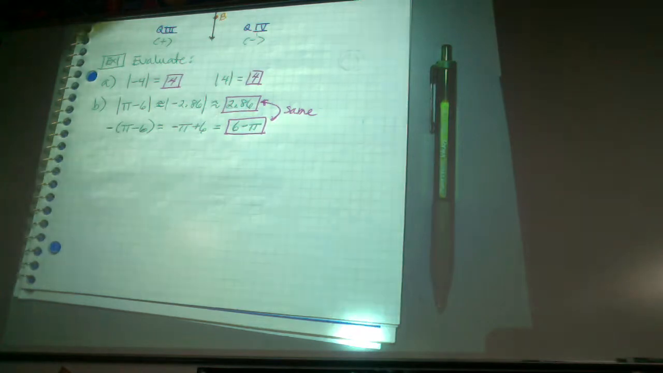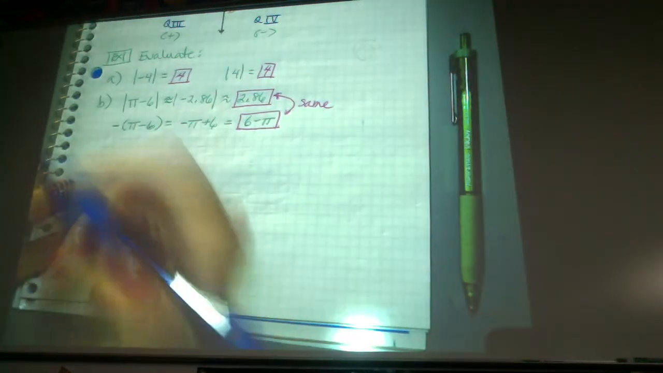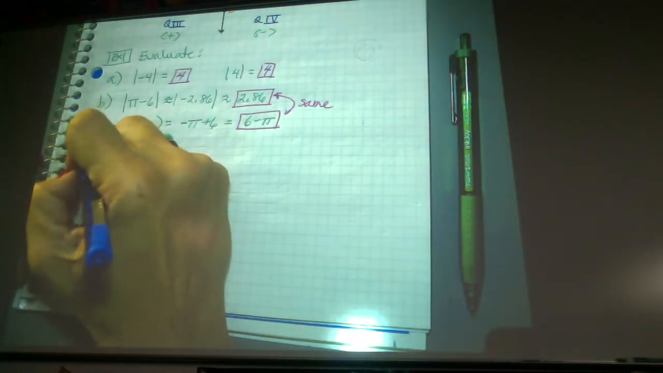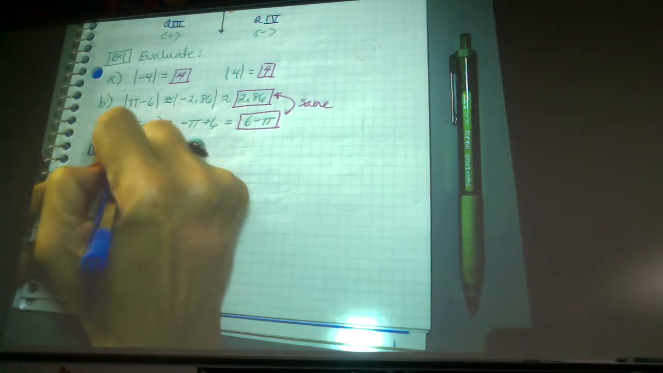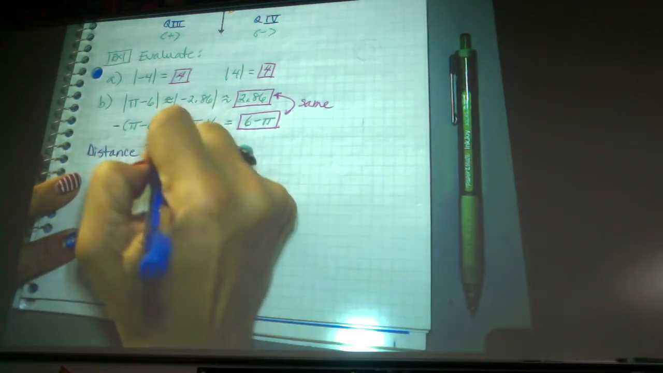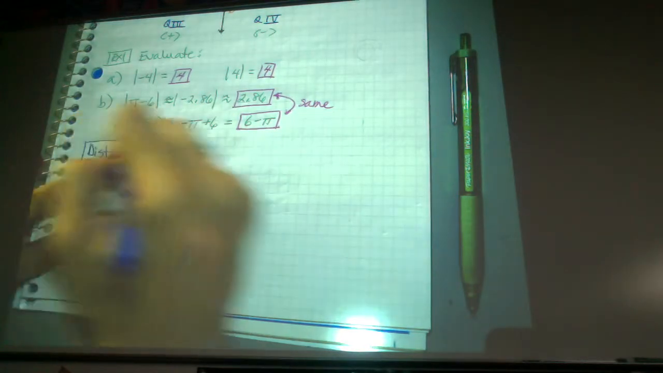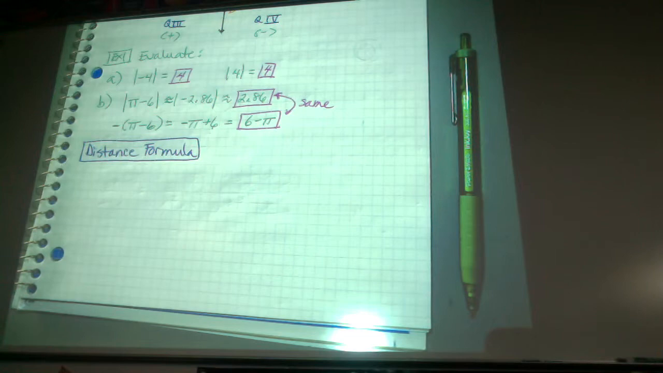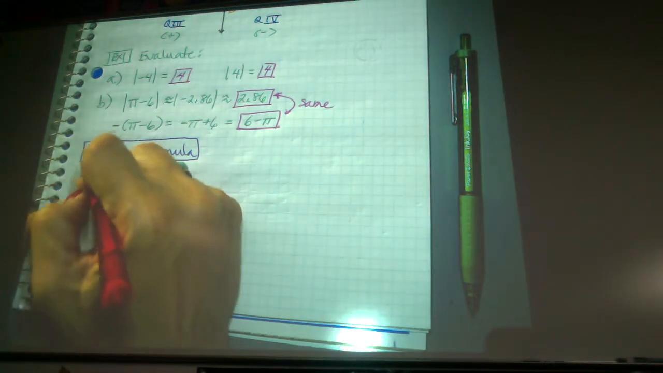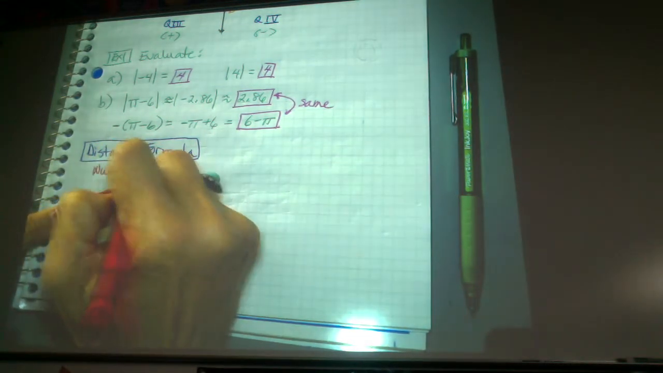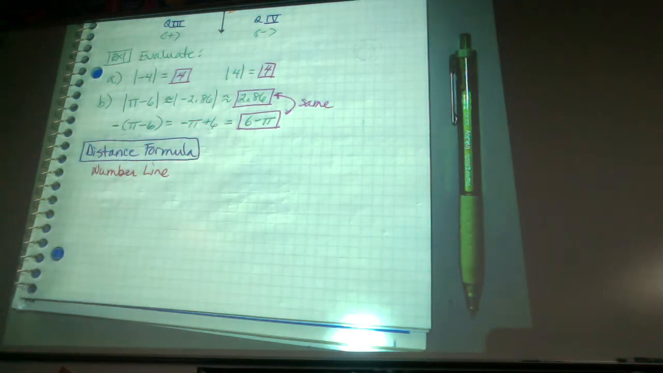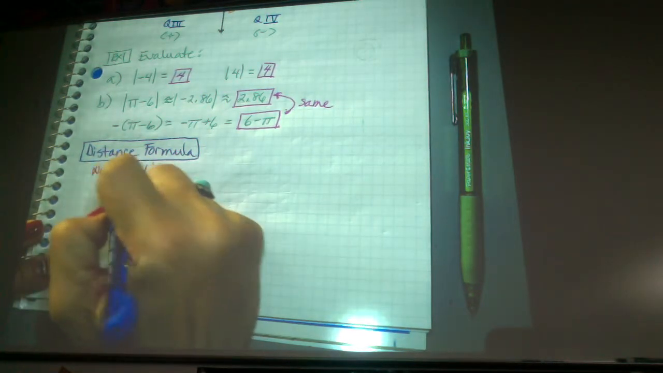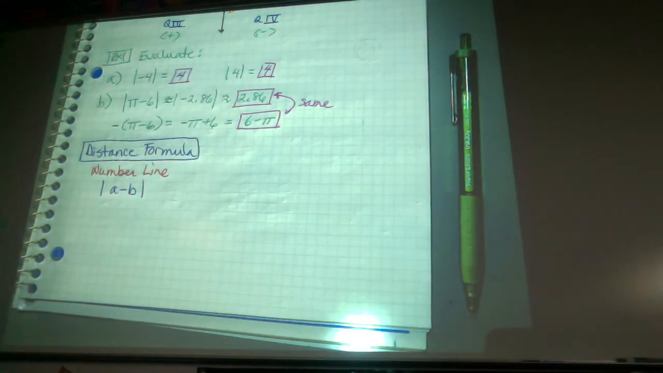Then you must know your distance formula. There are two distance formulas, one for the number line and one for the coordinate grid. I won't give you the distance formula. You need to know it. So if you don't know it, learn it by Friday. The distance formula for the number line: if I want to find the distance between two numbers on the number line, we just take the absolute value of the difference between the numbers.